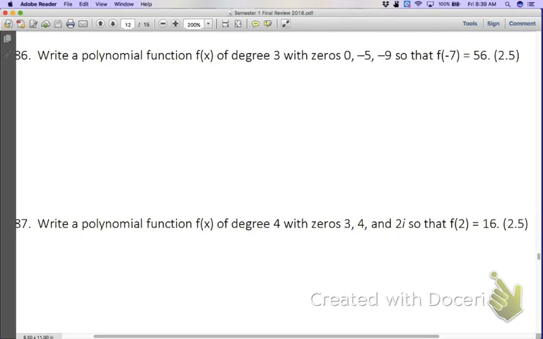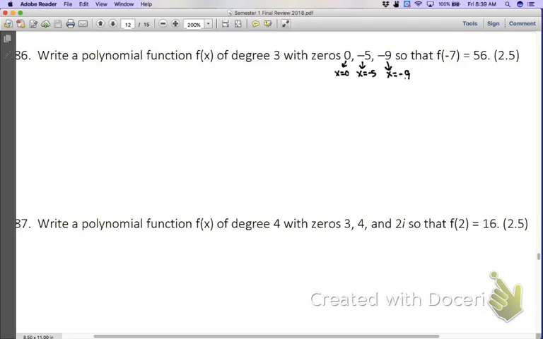Given the solutions, we're working backwards to write the function. So whenever I do that, I need to turn this into where x equals 0, x equals -5, and then x equals -9.